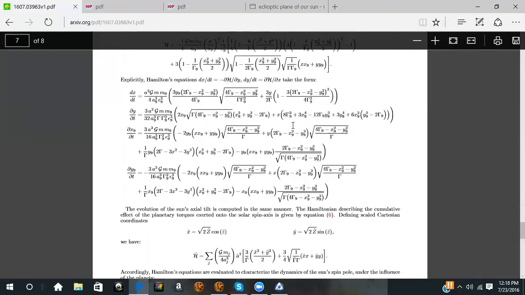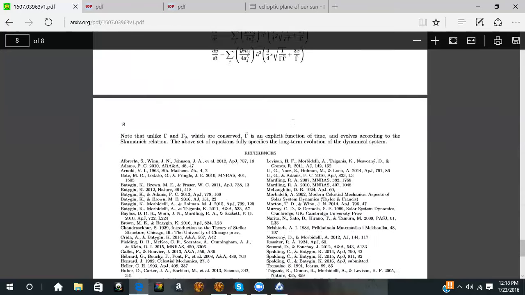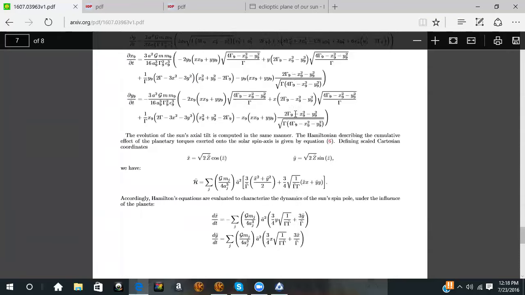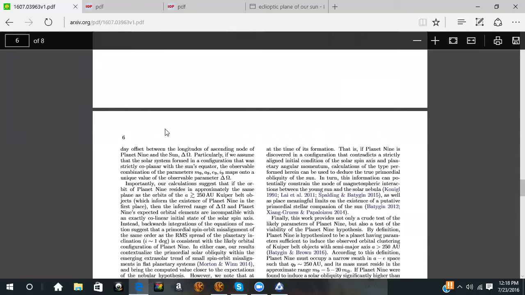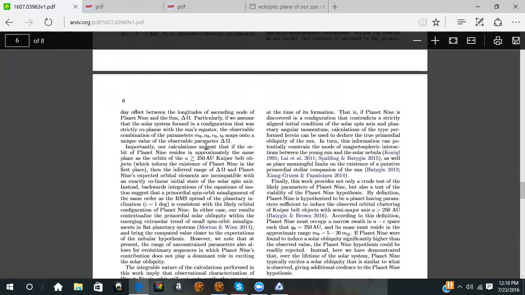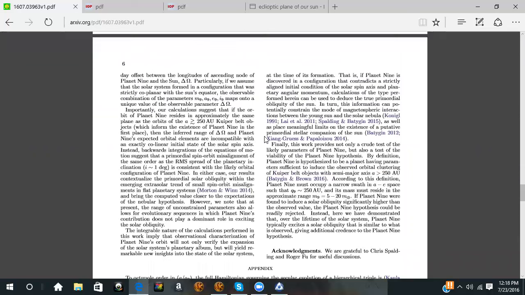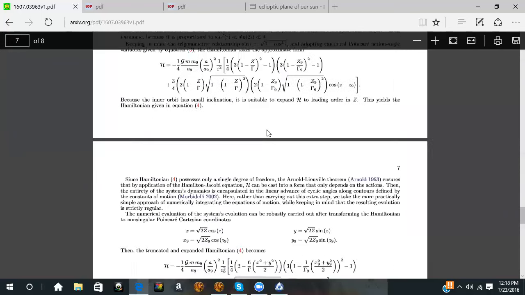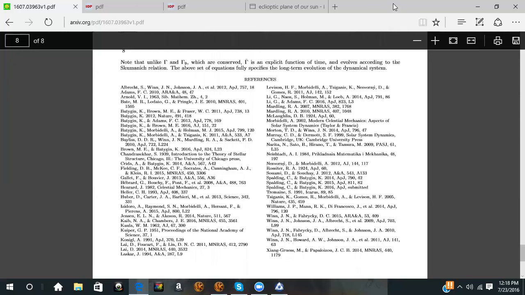These are some of the Hamiltonian equations that prove what's going on here, and these are the pages of references. Okay, so what they're doing is they can say without a doubt Planet 9 does exist, just as much as the sun exists. You know, Planet 9 is real. They're telling you this. And yeah, I'm going to show this reference page one more time, and then I'm going to go to the next document.